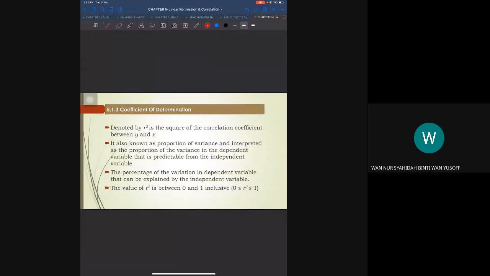So just now we covered the correlation coefficient value, and now we have another type of correlation, which is the coefficient of determination.